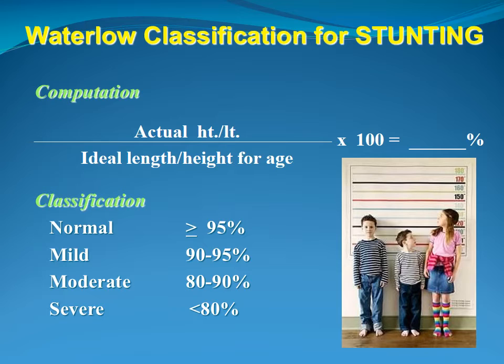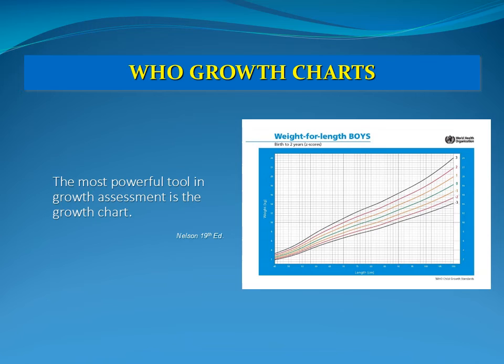Now for the classification of stunting, it is the actual height or length over the ideal length or height for age times 100. And it also has its own classification, whether it is normal, mild, moderate, or severe. Just take note that the normal value for stunting is more than 95%, whereas for wasting it is more than 90%. Likewise, it is ideal to use the WHO growth charts. If you are unable to use the WHO growth charts, it is easier and more acceptable.